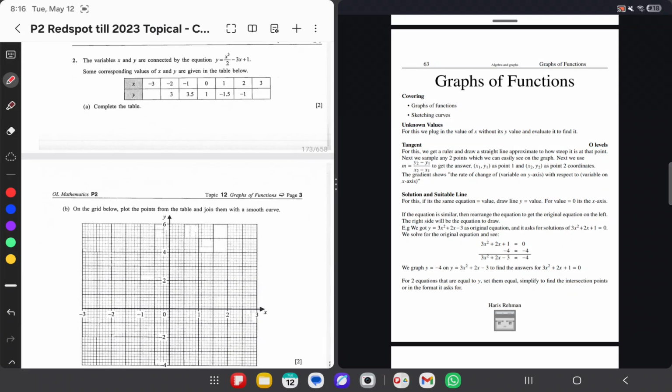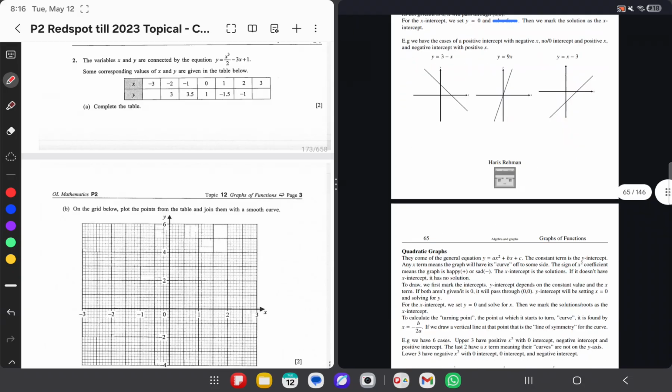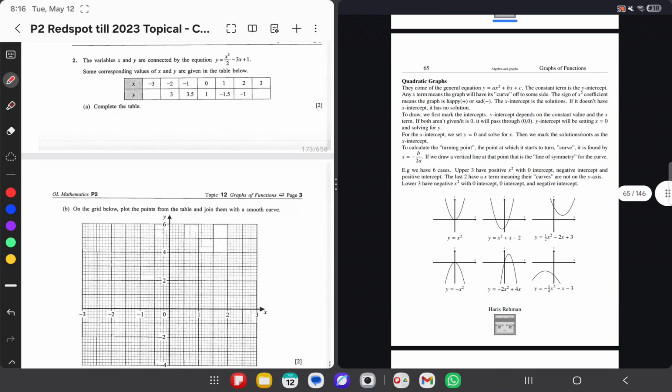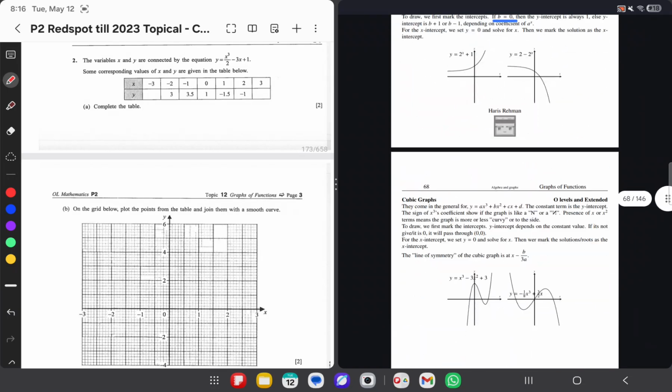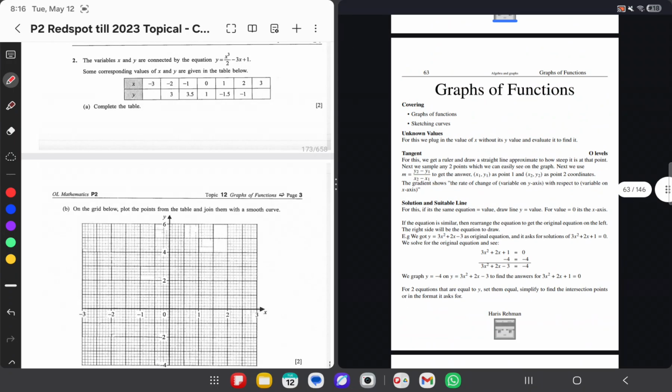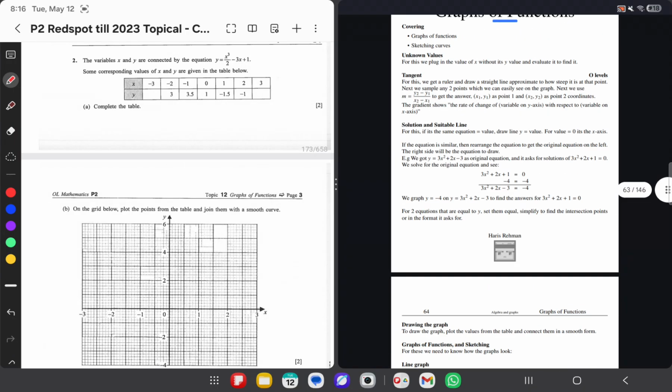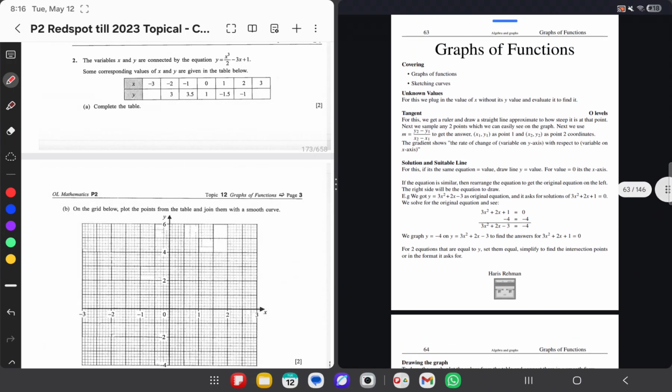Graphs of functions. Now I already have covered the lower half of my notes, but not the upper half of my notes, these two pages. So let's cover them all nicely.